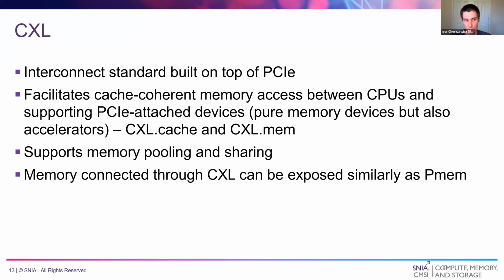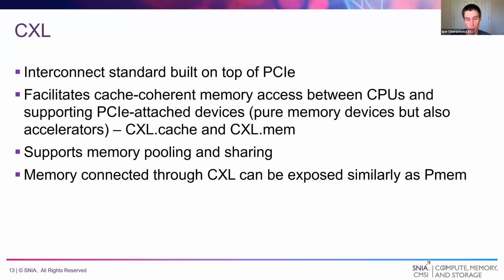But in short, CXL is an interconnect standard built on top of PCIe. It facilitates cache-coherent memory access between CPUs and supporting PCI-attached devices. Those can be pure memory devices, like Type 3 devices, or accelerators. And CXL distinguishes between those by introducing CXL cache and CXL mem protocols. CXL also supports memory pooling and sharing. So this is useful if you want to, for example, attach the same device to multiple hosts and dynamically provision that memory.